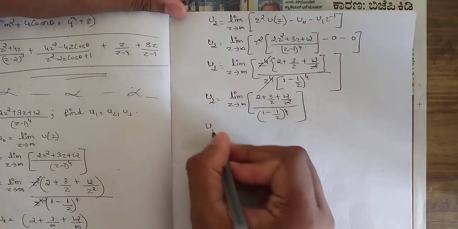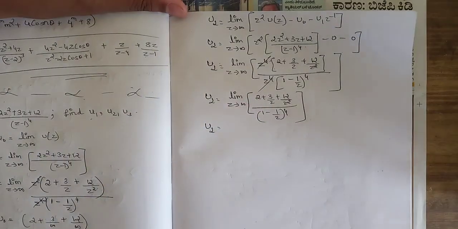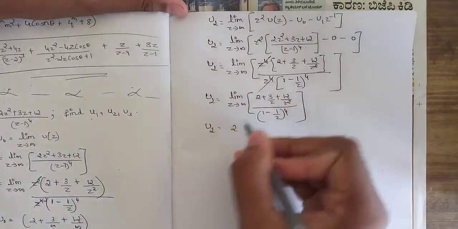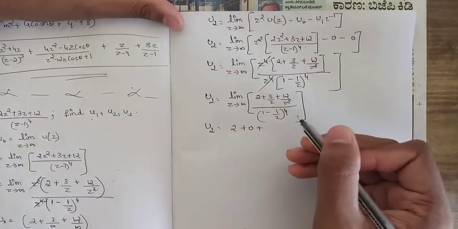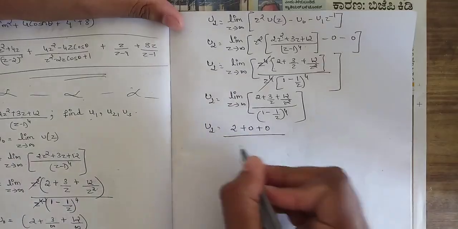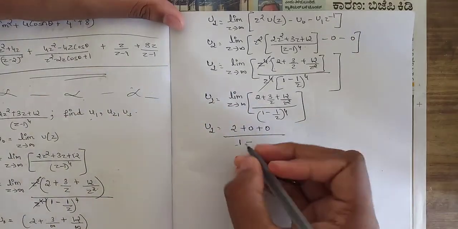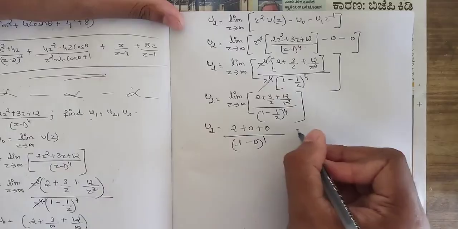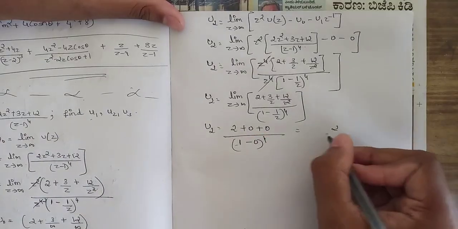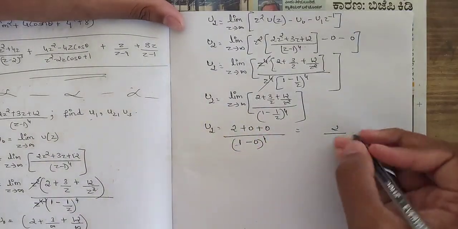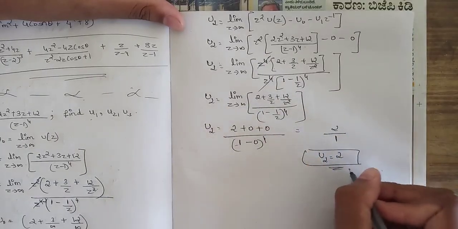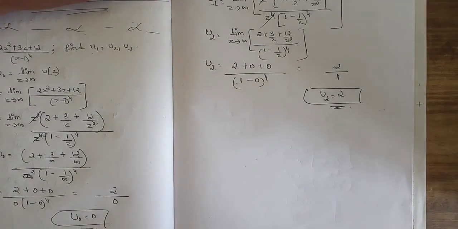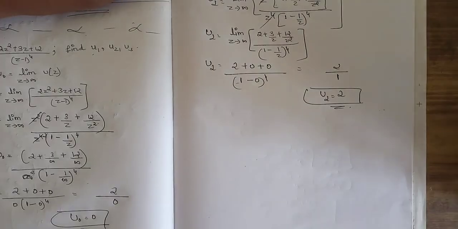So now let's apply this condition, limit z tending to infinity. So the final answer becomes 2 plus 3 by infinity is 0, 12 by infinity square is again 0, divided by 1 minus 1 by infinity is 0 whole to the power 4. So 2 by 1 minus 0 is 1, 1 to the power 4 is 1. So the required value of u2 is equal to 2. So now again in the same way we are going to find u3.